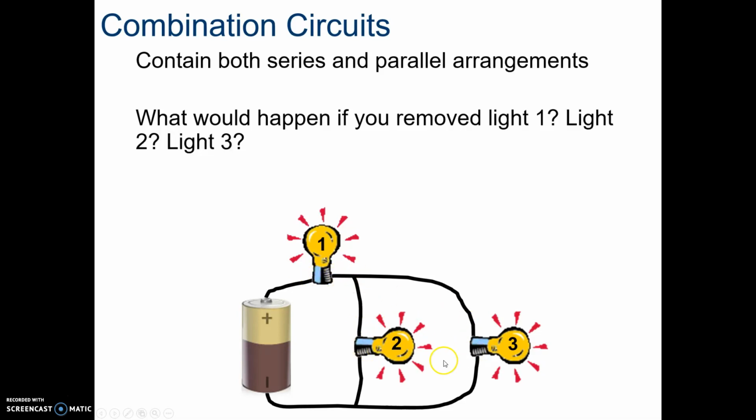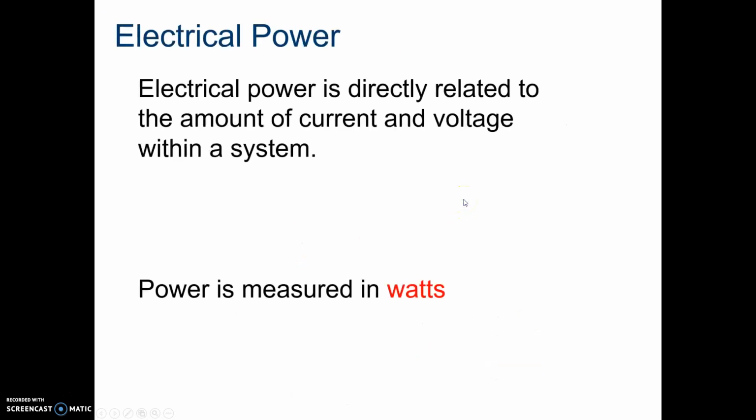If you remove bulb 2 though, well, bulb 1 would still have electrons flowing through it, and then bulb 3 could stay lit also. It would only affect bulb 2 if you removed it. And if you remove bulb 3, well, once again, since that's in parallel, that would not affect bulb 1 or bulb 2, so those two would stay on. So that is an upside to having a combination circuit.